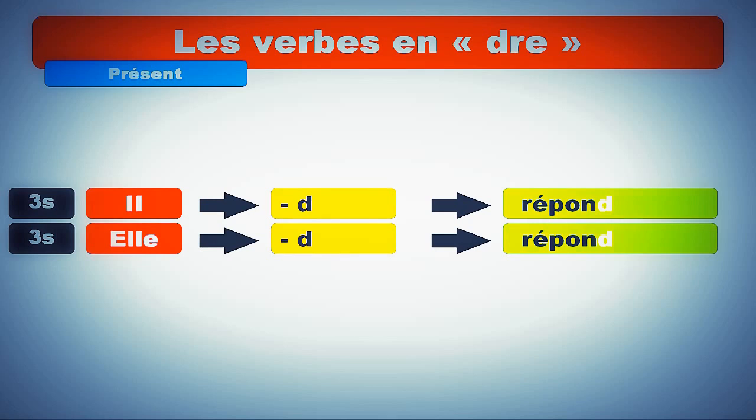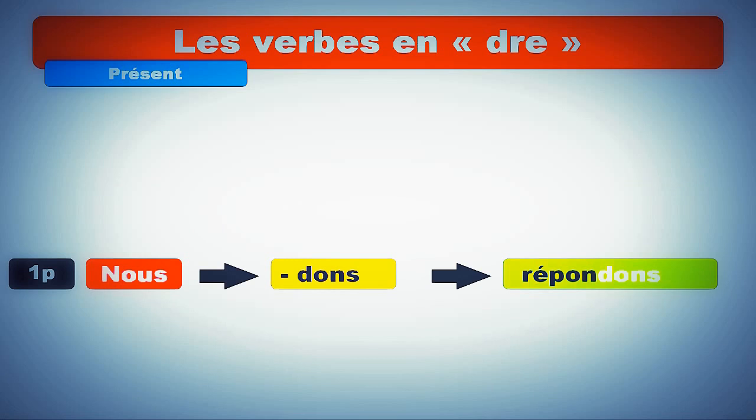Okay, so let's see how nous goes now. And then the ending for nous, it's D-O-N-S, so it's don, okay? And then you will get this form répondons, so it's nous répondons. Repeat. Nous répondons. So as usual, final S is not pronounced, okay? So the only thing that is pronounced at the end, it's this O-N, and it's on, okay? Répondons. Repeat. Nous répondons.